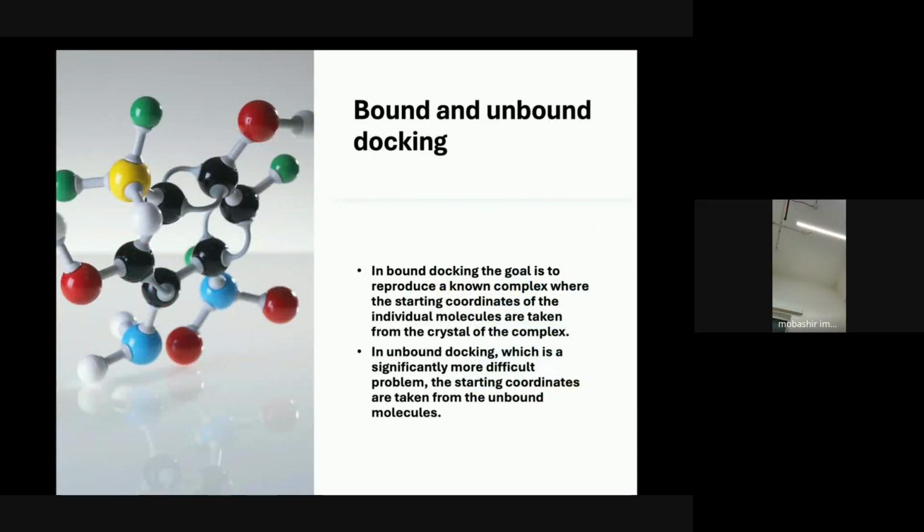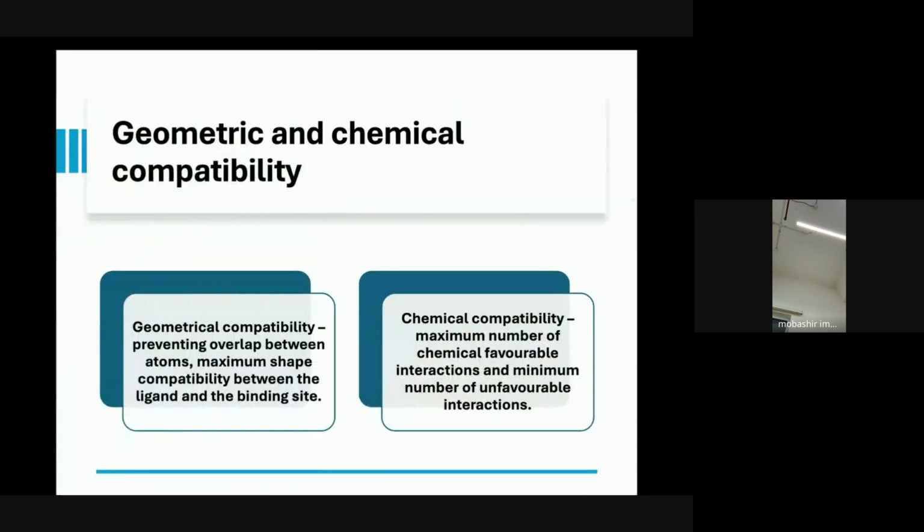Bound and unbound docking. In bound docking, the goal is to reproduce a known complex where the starting coordinates of the individual molecules are taken from the crystal of the complex. In unbound docking, which is a significantly more difficult problem, the starting coordinates are taken from the unbound molecules.